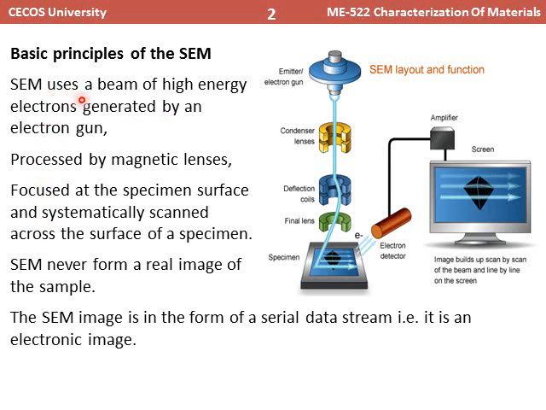SEM uses a beam of high energy electrons generated by an electron gun, processed by magnetic lenses, and then focused on the surface of the specimen, systematically scanning across it. The specimen is scanned line by line, starting from here, and then you can see on your screen the image forming from top to bottom. So that is basic from the previous lecture.